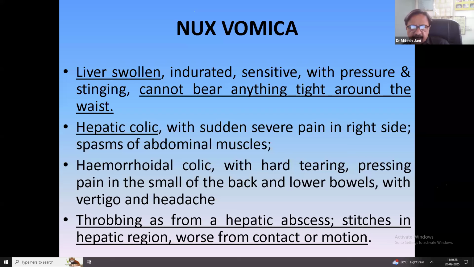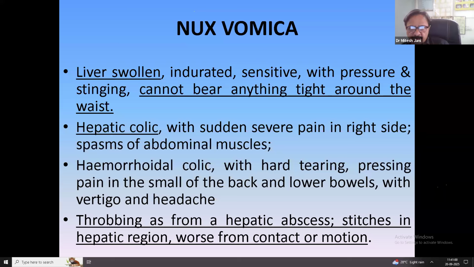That is the enlargement of the swollen liver, cannot bear anything tight around the waist. This is the typical symptom in Nux vomica. Hepatic colic is there, and spasm of the abdominal muscles. Throbbing as from a hepatic abscess, stitches in the hepatic region, and worse from contact or motion. The patient moves from one side to another. The throbbing pain develops like stitches in the right region.